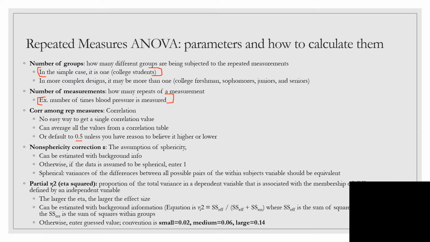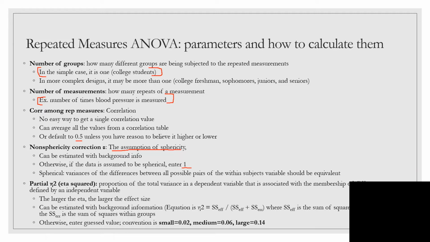Another parameter is the non-sphericity correction. This is the assumption of sphericity. If the data is assumed to be spherical, you can enter 1. And this can actually be estimated with background information. A lot of times there's a sphericity test you can run in things like SPSS. What it means to be spherical is essentially that the variances of the differences between all possible pairs of the within-subjects levels should be equivalent.